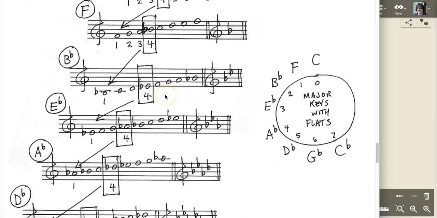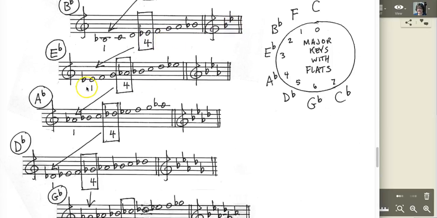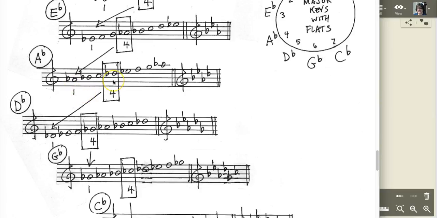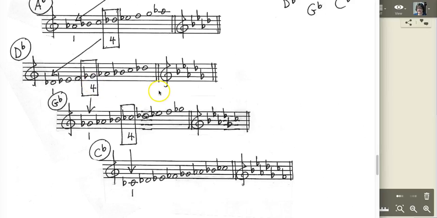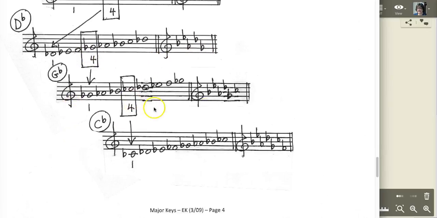And it just so happens that that's going to be the name of the next scale, and so on. E flat, then A flat, the fourth note is D flat, the scale of D flat adds another flat, and then we go on to G flat, etc. Finally, we end up with C flat, which is our major scale that has 7 flats.